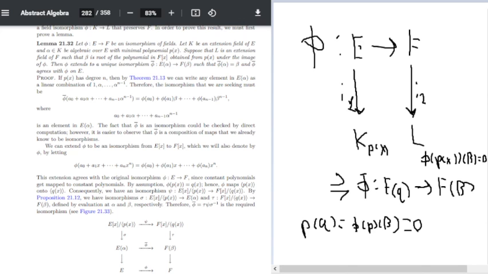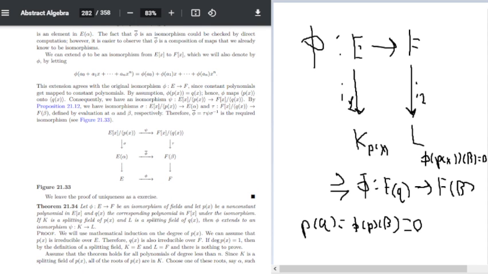The fact that phi bar is an isomorphism could be checked by direct computation. However, it is easier to observe that phi bar is a composition of maps that we already know to be isomorphisms. We can extend phi to be an isomorphism from E of x to F of x, which we will also denote by phi, letting phi of a naught plus a1 x plus on and on be equal to phi of a naught plus and so on. Basically, we apply phi to the coefficients of our polynomial. This extension agrees with the original isomorphism phi of E to F, since constant polynomials get mapped to constant polynomials. By assumption, phi of P of x is equal to Q of x. Hence, phi maps P of x onto Q of x.